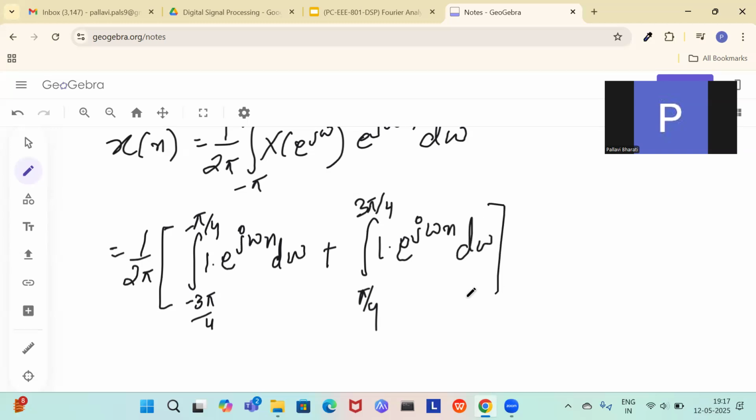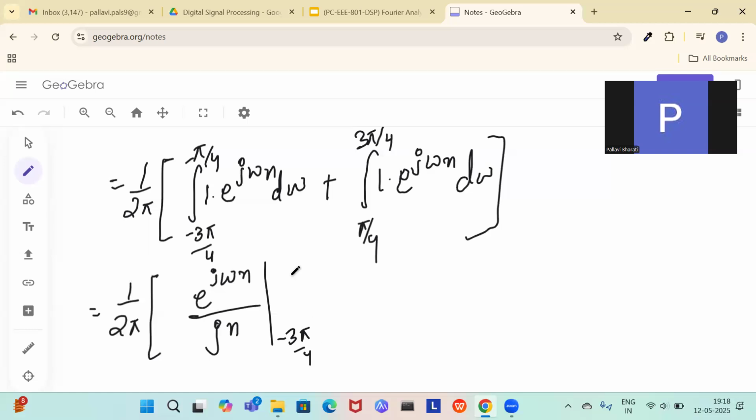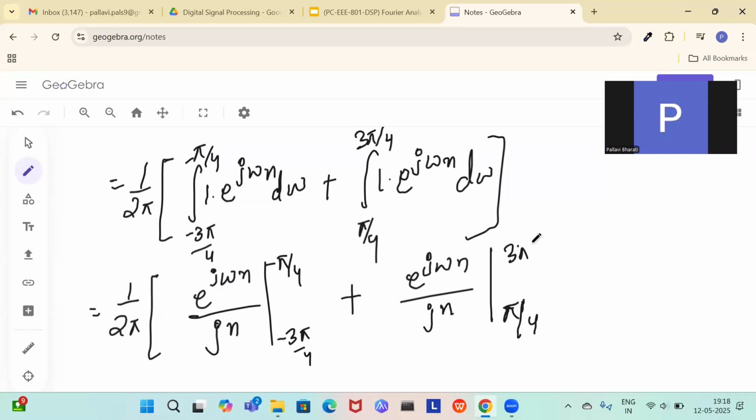The variable here is ω, you are integrating over ω. So keep this 1 by 2π outside. Simple integration you have to do. For the exponential function, the integration is the exponent itself divided by jn, because ω is the variable. From −3π/4 to −π/4, plus again the same thing, e to the power jωn by jn, from π/4 to 3π/4.